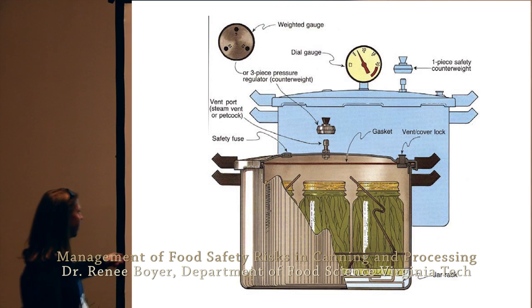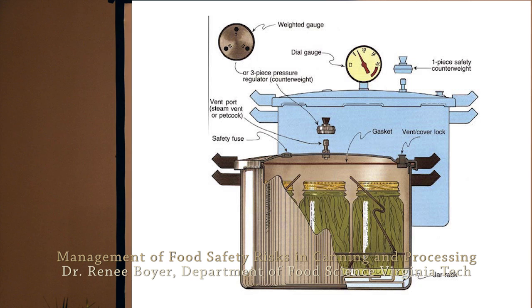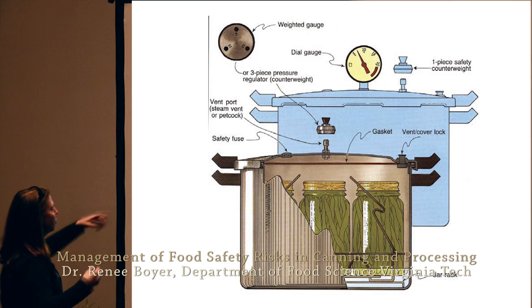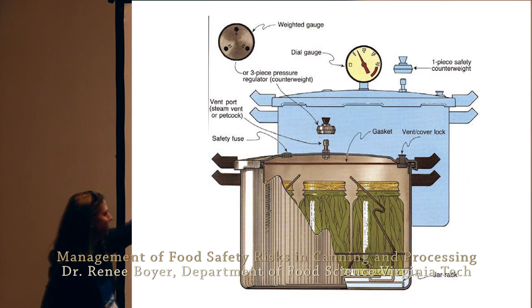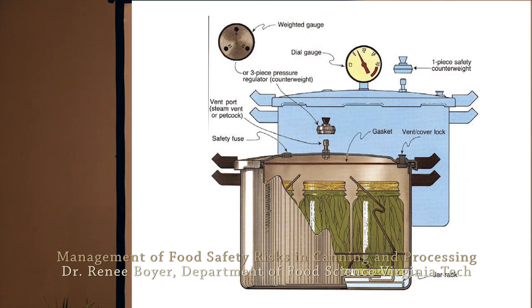So here's a bigger picture. You only put a little bit of water in the bottom, and the steam that's created helps to create the pressure. This is a picture of the gauge on the top, and this is a safety weight. As the steam builds up and hits the correct pressure, that little weight will start to rock.